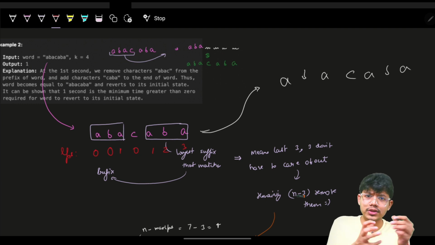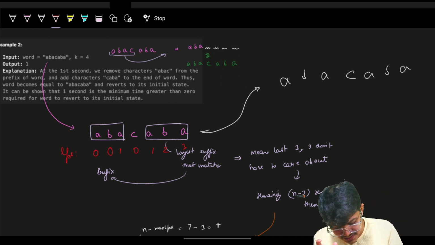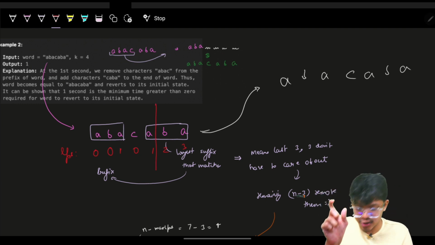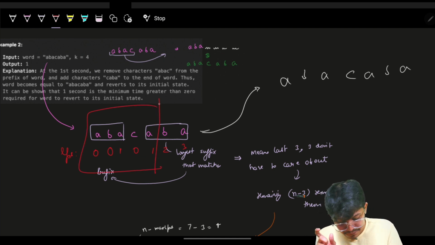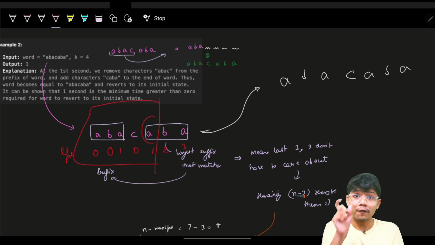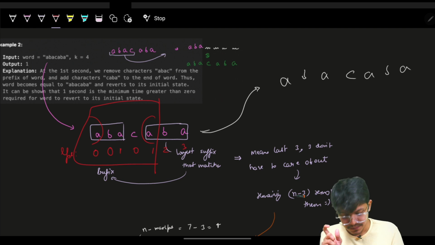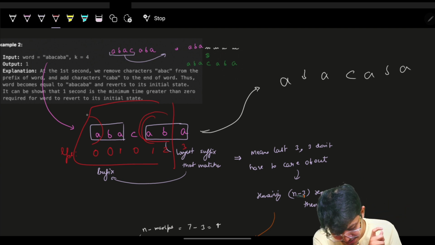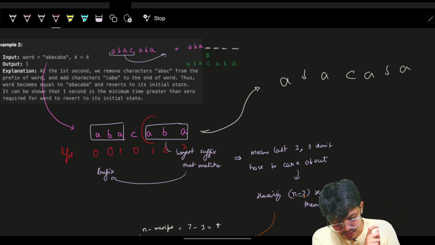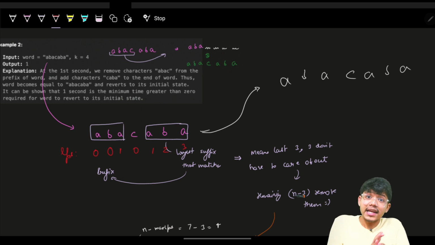For those who don't know much, this LPS simply says that if I end exactly at this location, this is my main string. So if I am ending at this location, this is the longest prefix of length 1 which will match my suffix. If I end exactly here, this is my longest suffix of length 2 which will match exactly my prefix. That is how my LPS array is built.